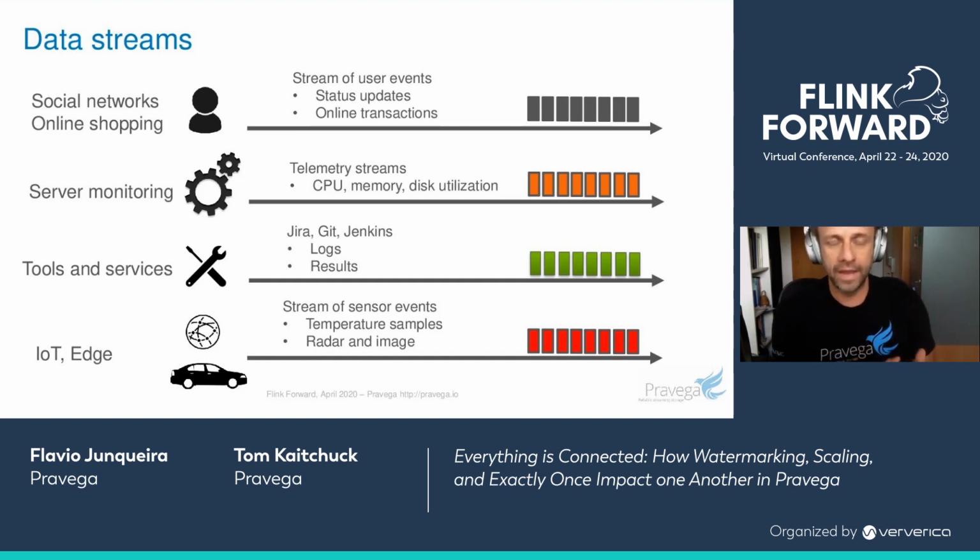But it's not only about end users. It's also about machines. Machines could be a fleet of servers that you're monitoring. They are continuously emitting telemetry. It could be computer systems, so tools and services that are continuously also emitting, say, logs. If you think of Jira, Git, Jenkins, all these things are continuously emitting reports, events that you might want to capture.